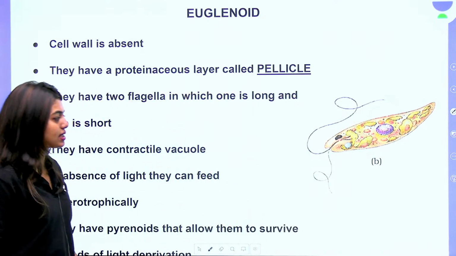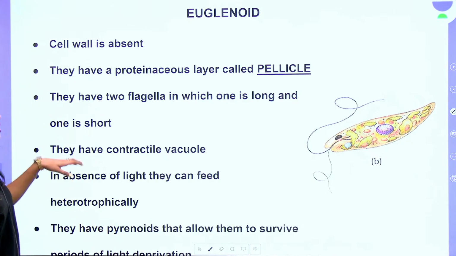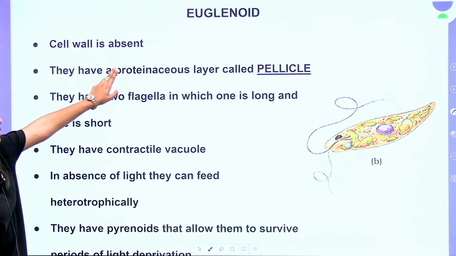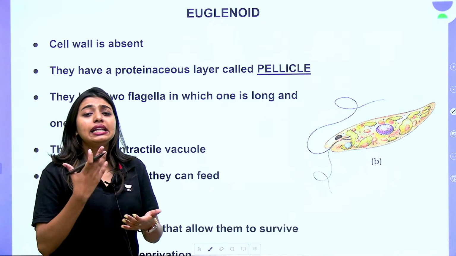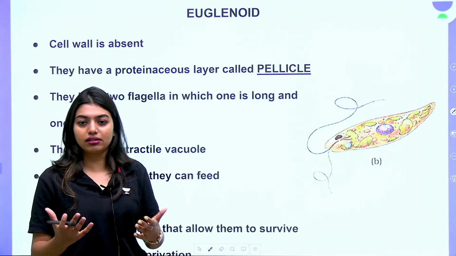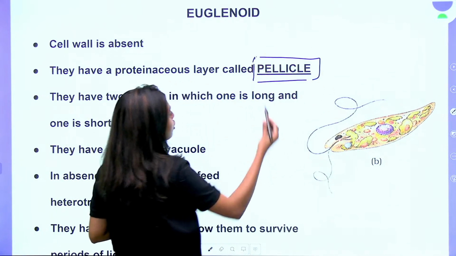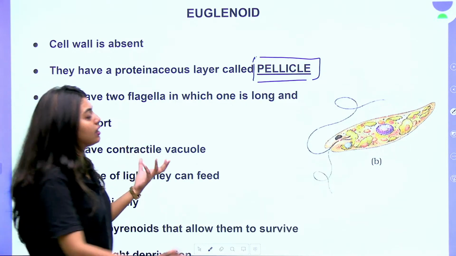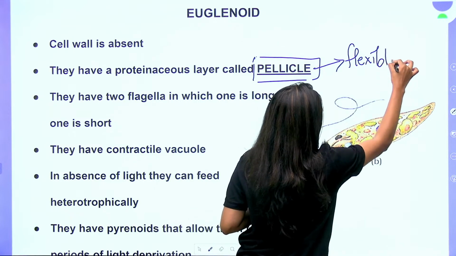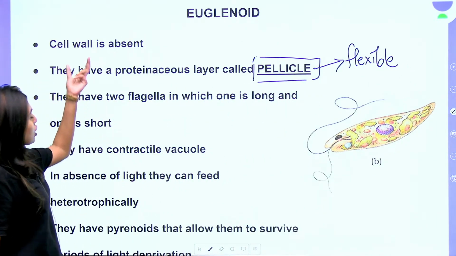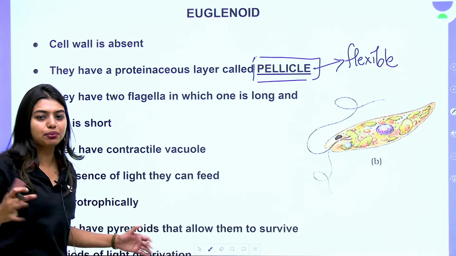Next one is your euglenoids. Now, in euglenoids, the cell wall is absent. Because they do not have a cell wall, they have a proteinaceous layer called pellicle. This proteinaceous layer is very flexible. And because they do not have a cell wall, this pellicle will do the job of protection, everything.